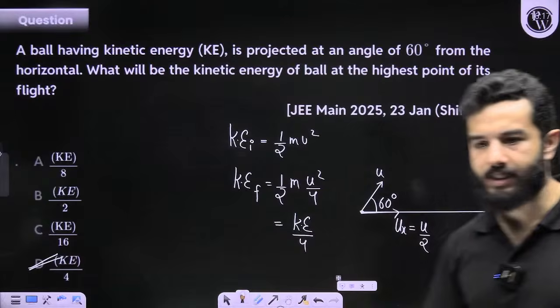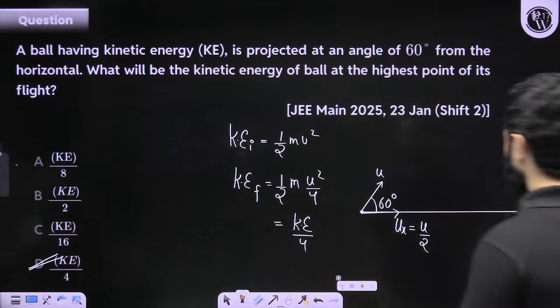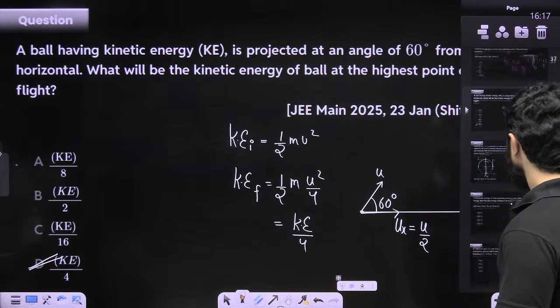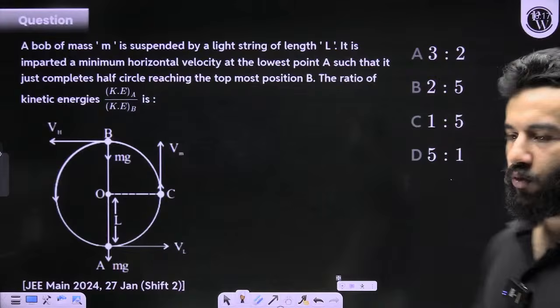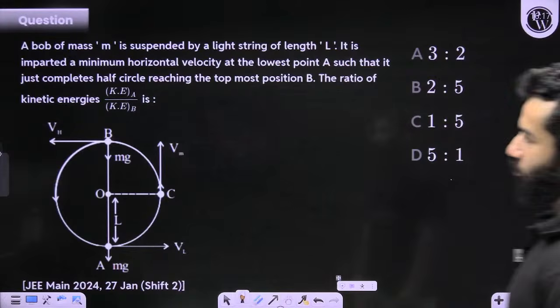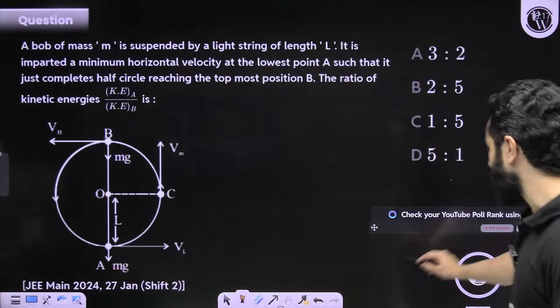Clear? D is absolutely correct. All right. Moving on to the next one, vertical circular motion. Come on, let's solve this question. I am opening the poll for this question.